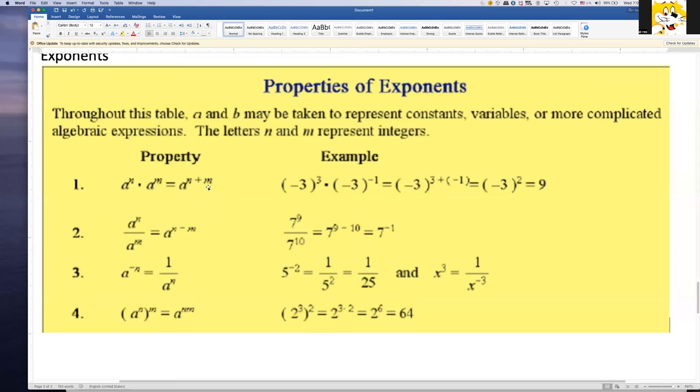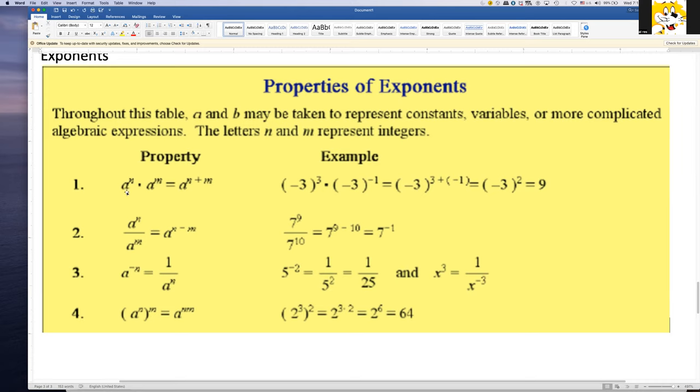Properties of exponents, right? So let's go over this. The most important thing that you need to understand for exponents is that exponents have a base. In this case, the base is a, and here we have a base of a. Whenever we are multiplying bases, we're going to add the exponents. And that's basically what it says here.